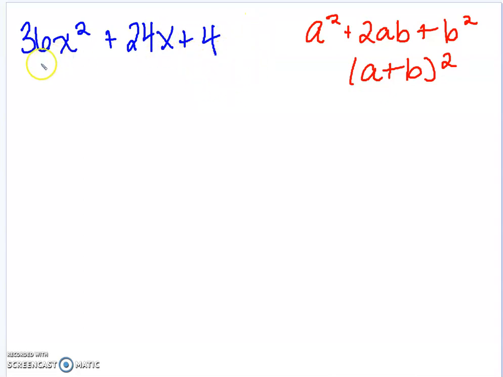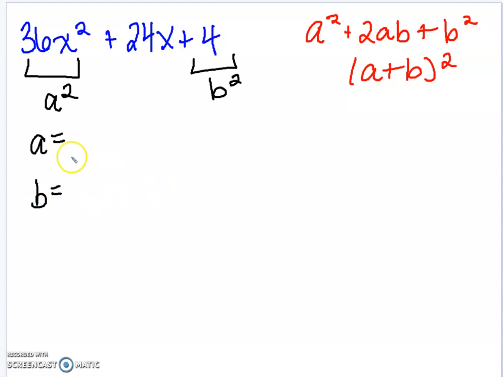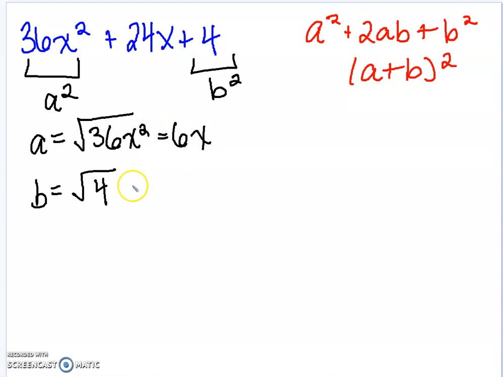So we'll try it out. We need to recognize that because this is of that form, the first value is a squared and the last value is b squared, just like this, a squared and b squared. But to find the factors, we need just a and just b. And the way we do that is by finding the square root of both of those values. So the square root of 36x squared is 6x, and the square root of 4 is 2. So a is 6x and b is 2.